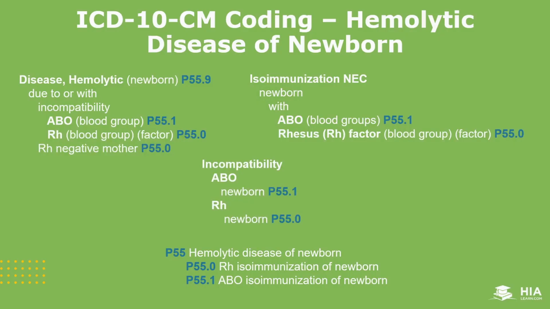Determining the correct ICD-10-CM code to report hemolytic disease of the newborn is pretty straightforward. The alphabetic index provides multiple main and subterms leading to codes for a documented diagnosis of hemolytic disease or isoimmunization of newborn due to or with ABO or RH incompatibility. For these diagnoses, the index directs assignment of codes from category P55, hemolytic disease of newborn, with a fourth character of 0 for RH isoimmunization of newborn or 1 for isoimmunization of newborn due to ABO incompatibility.